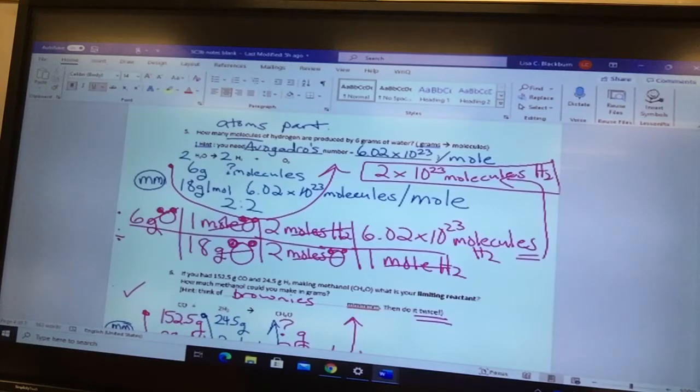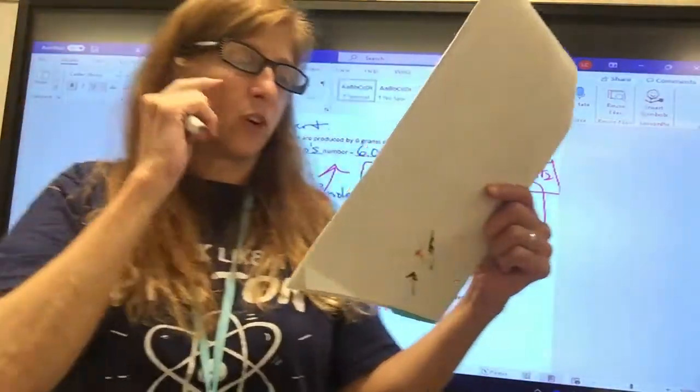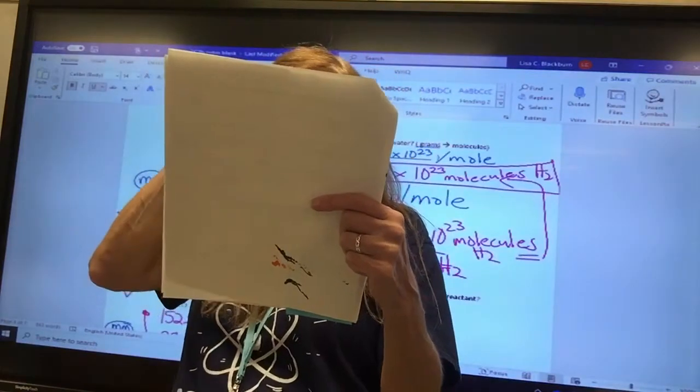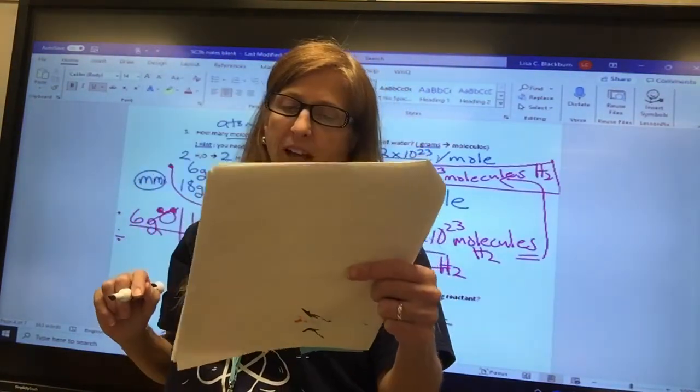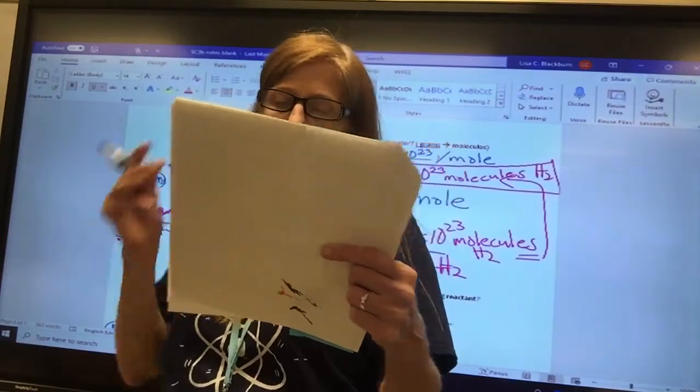Okay. So with this one, our equation is carbon monoxide plus hydrogen gas, and I was so nice, I balanced it for you, yields methanol. Okay, now let's read the problem together. So we give our little check because we balanced it. All right, so let's read the problem. If you had 152.5 grams of carbon monoxide and 24.5 grams of hydrogen making methanol, what is your limiting reactant?